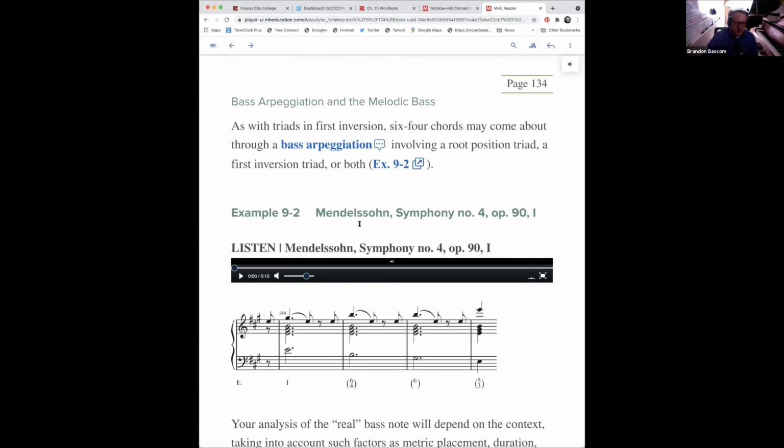Bass arpeggiation. I don't know what I'm sharing with you and what I'm not. Let me try again. I am sharing sound. Here we go.